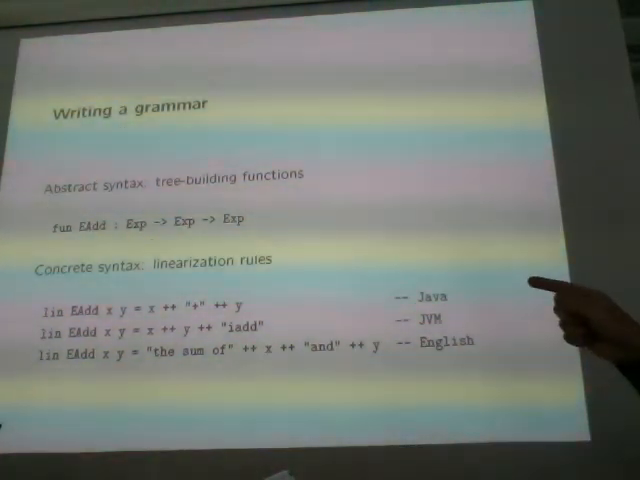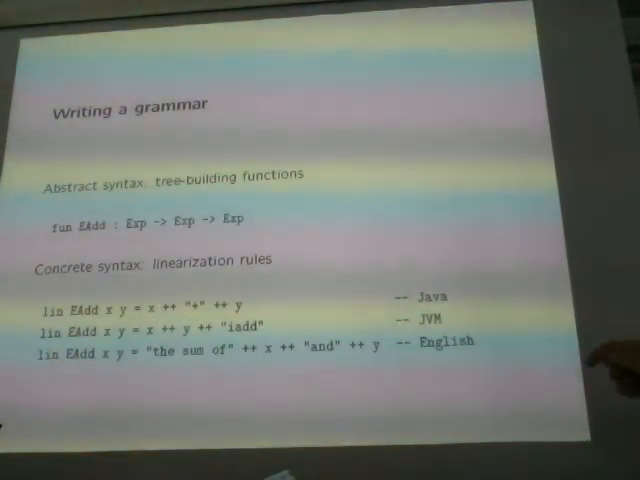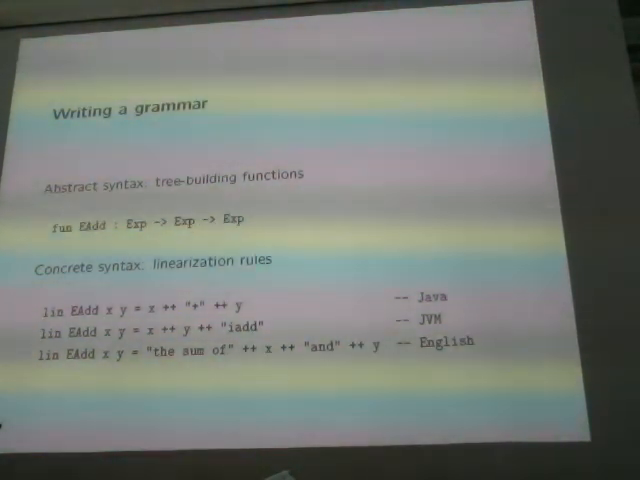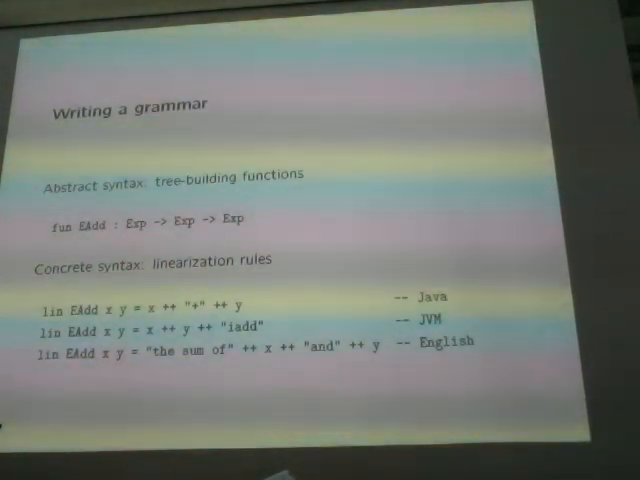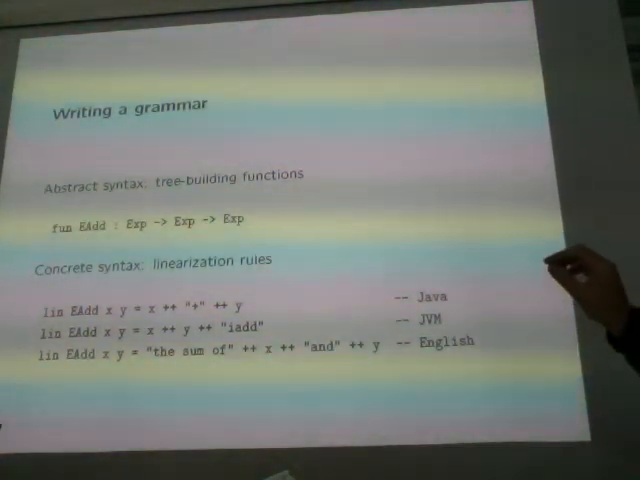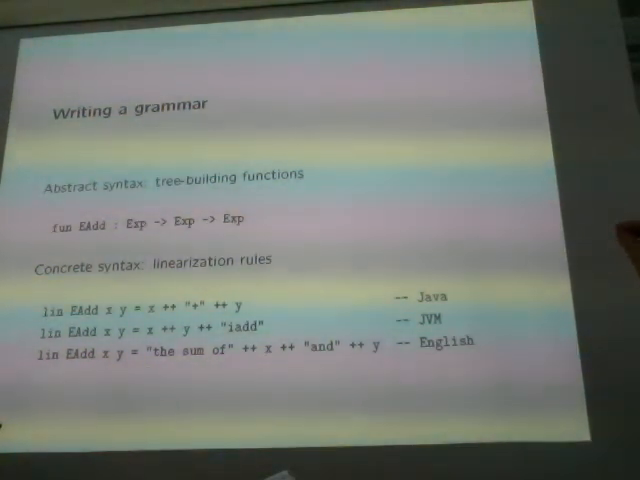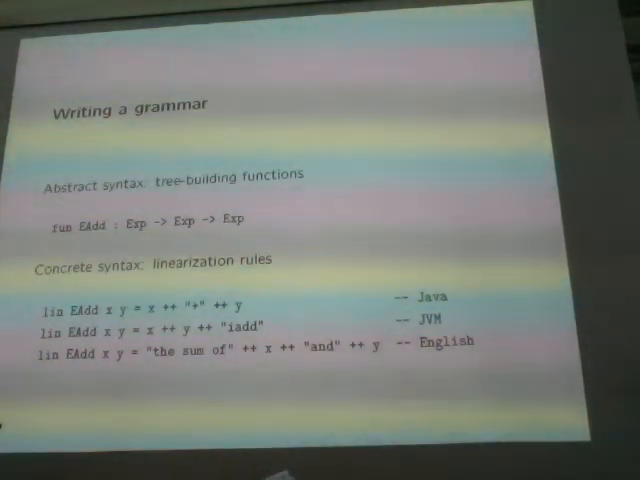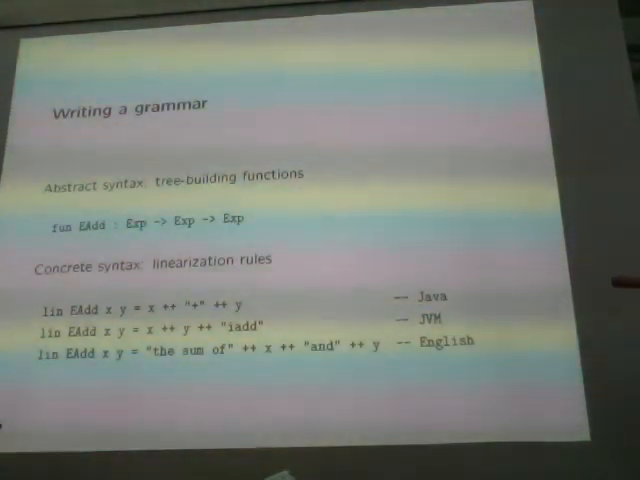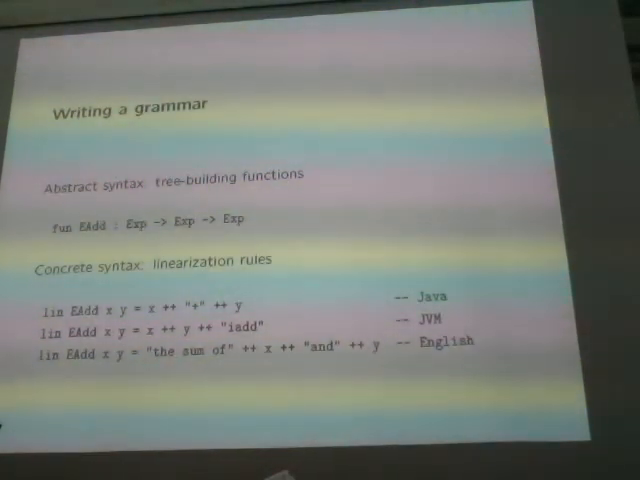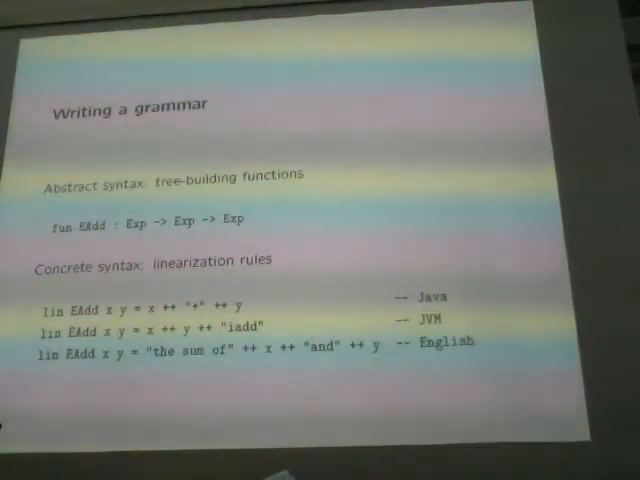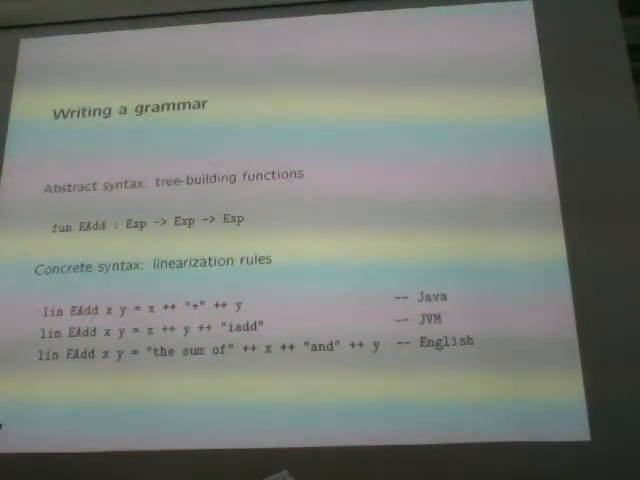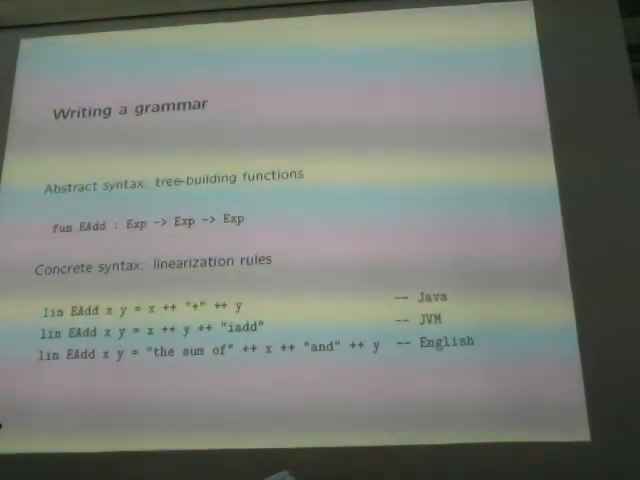And then the linearization rule is defined by cases on the abstract syntax constructor. So for EADD of x and y, you take the linearization of x, concatenate with the plus token, and then concatenate with the linearization of y in Java to get the infix notation of Java. And for JVM, you do the same way, but you use the postfix notation and put the IADD token after. Do you have the Finnish one? Yes, I will show it. Okay, good. And for English, you have some kind of prefix mixfix notation.